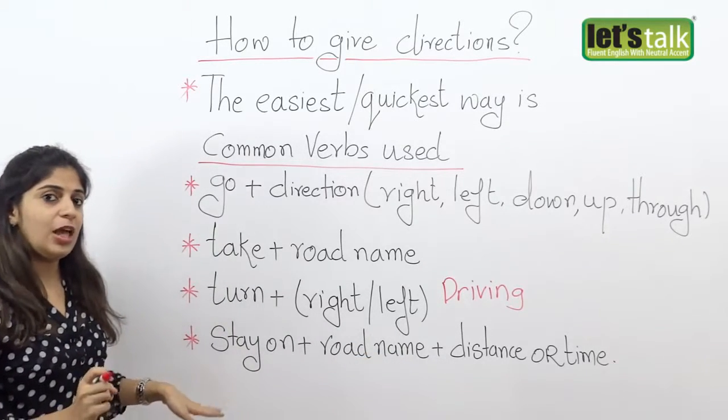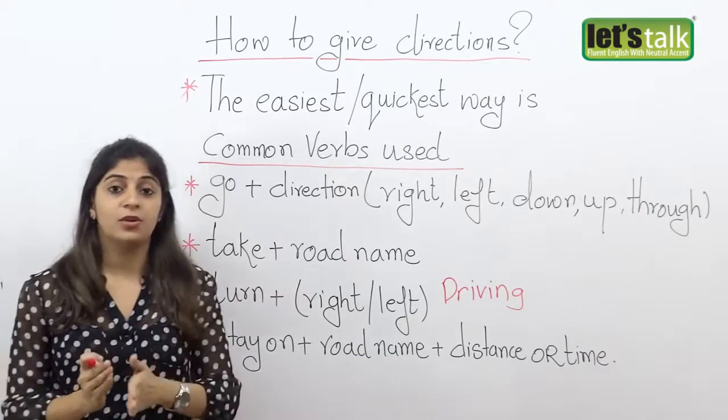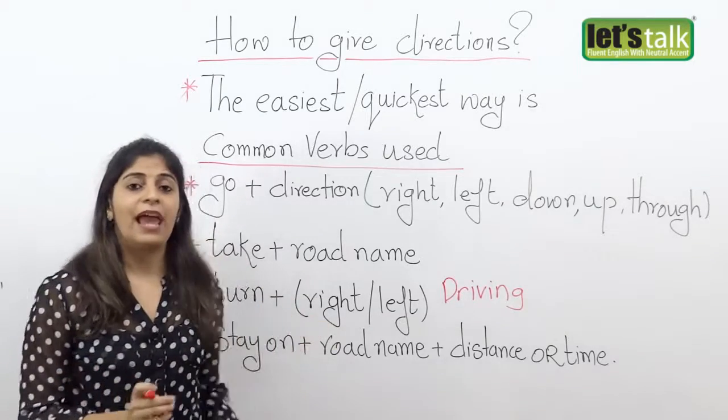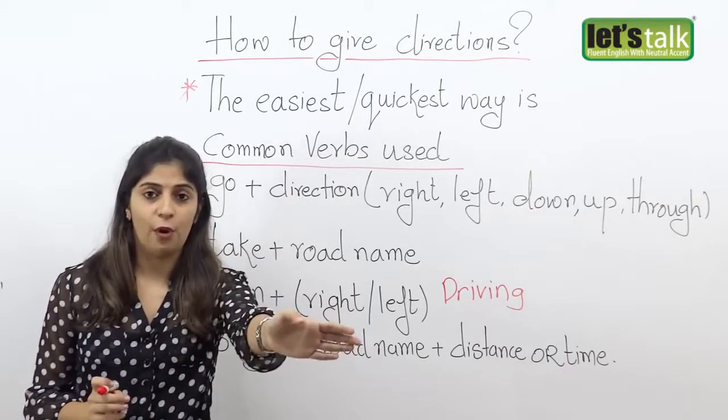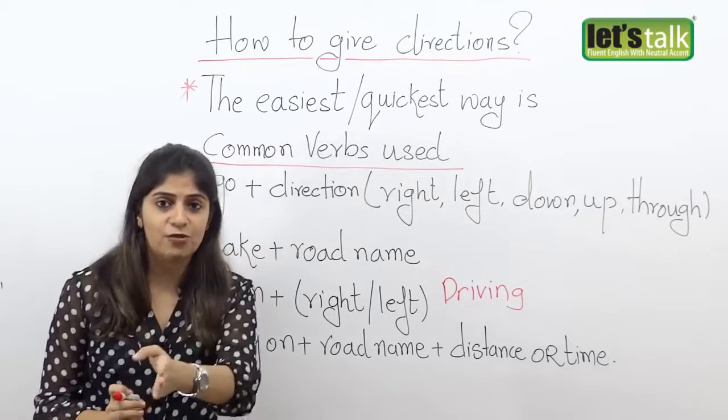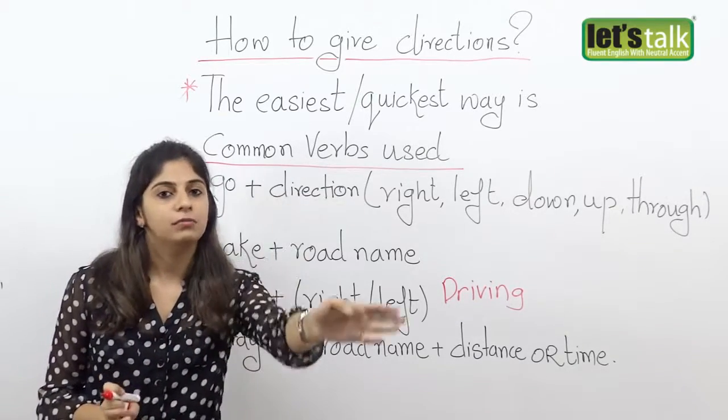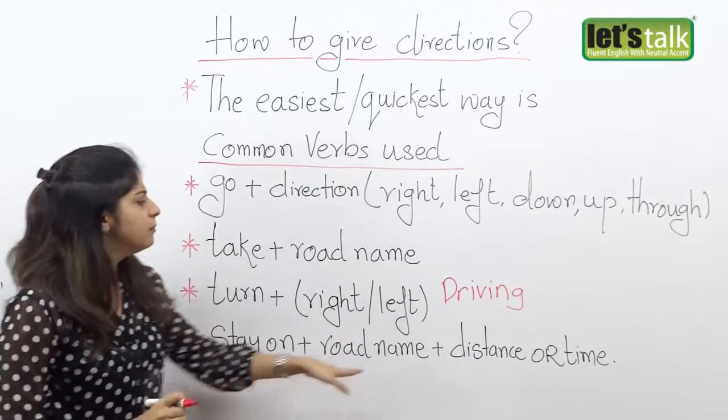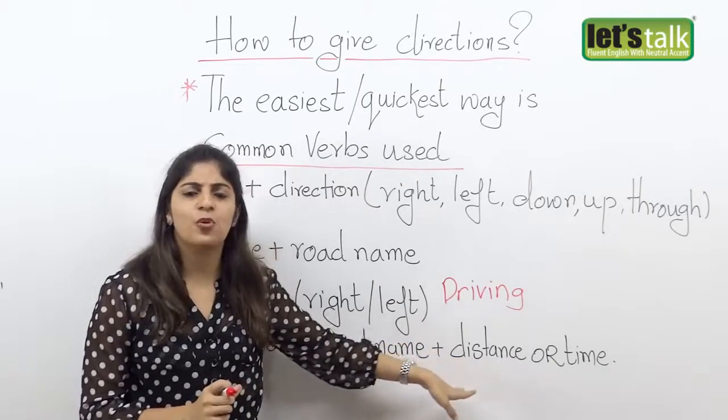Now, another way is you stay on plus the road name. So basically, you would say, okay, you need to take a left, and then stay on the road, or if the road's name is the link road, then you say stay on the link road for so-and-so time, or for so-and-so distance.